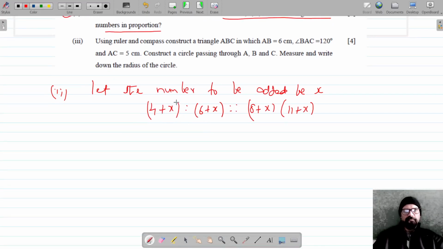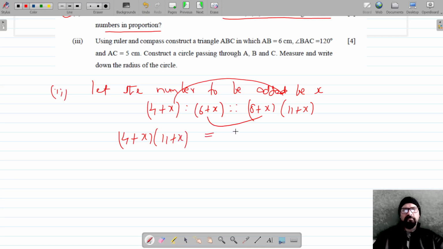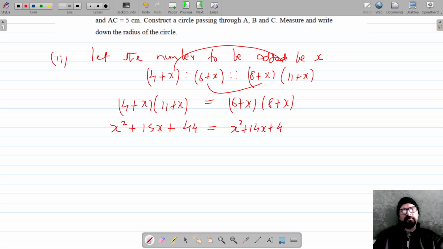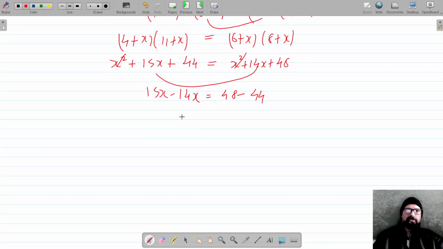This is a proportion. Now, the product of the extremes is equal to the product of the means. Let's use that. So 4 plus x into 11 plus x is equal to 6 plus x into 8 plus x, which gives me, if I multiply them, x square plus 15x plus 44 is equal to x square plus 14x plus 48. x square gets cancelled. 15x minus 14x is equal to 48 minus 44. Then x is equal to 4. So the required number is 4.